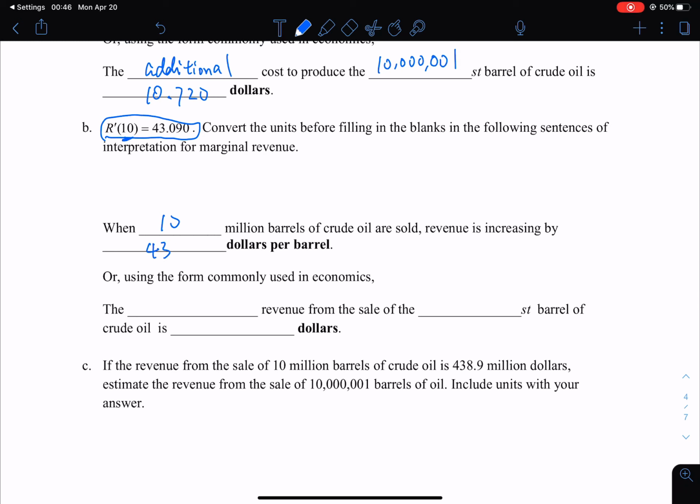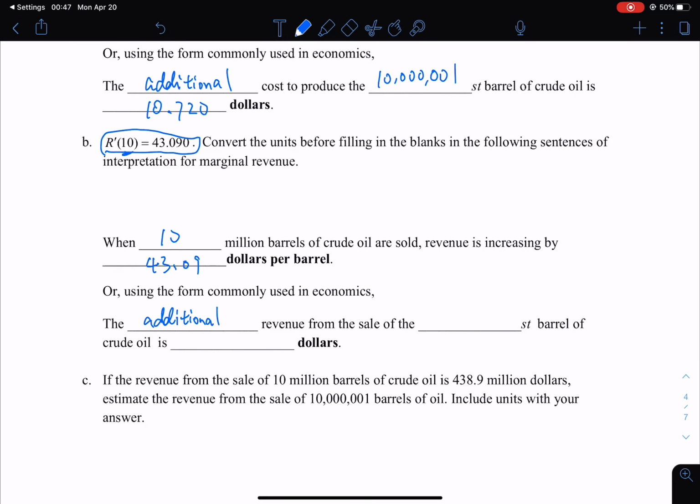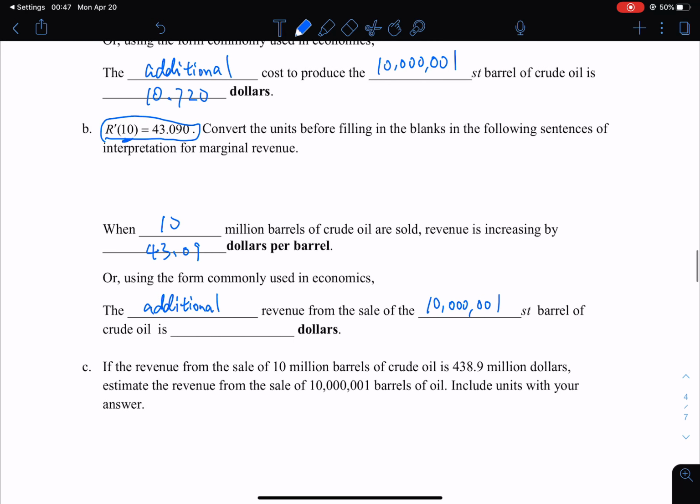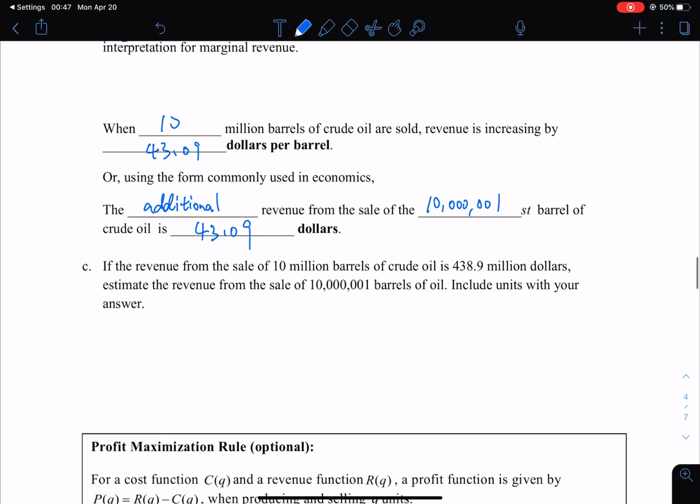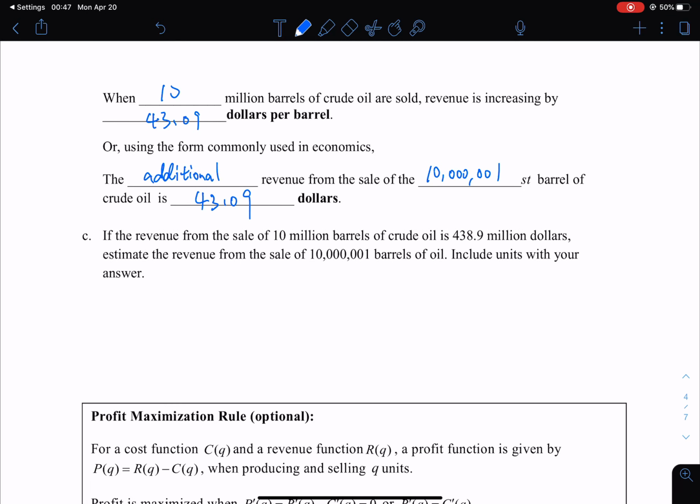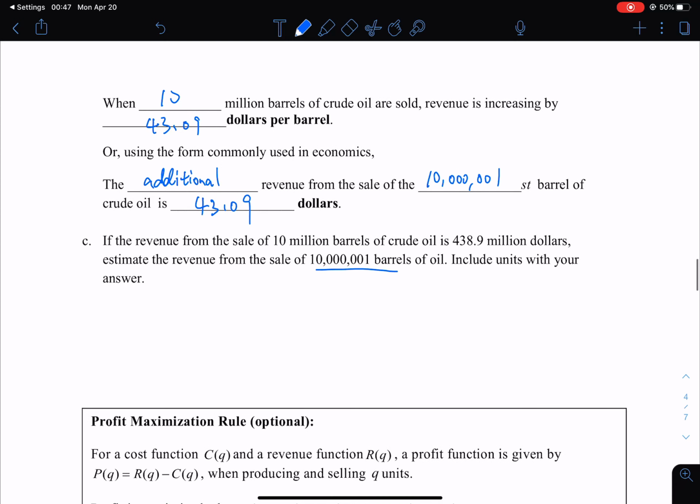So 43.09. And this is the additional revenue from sale of the steel. 10 means 10 million. So Q plus 1 is just 10 million plus 1. The unit is just dollars per barrel. So it's just 43.09. And then for the last one, if the revenue from the sale of 10 million barrels of crude oil is given, we have to estimate the revenue from the sale of this many barrels of oil, include units with your answer.